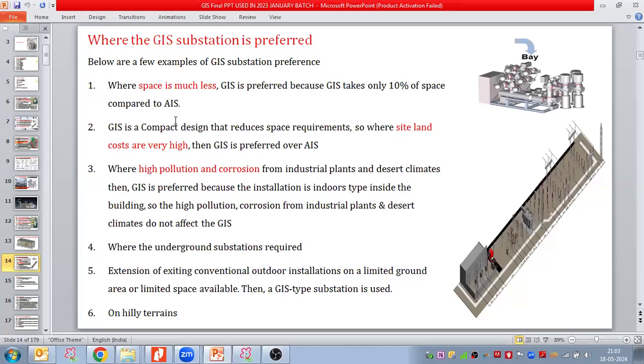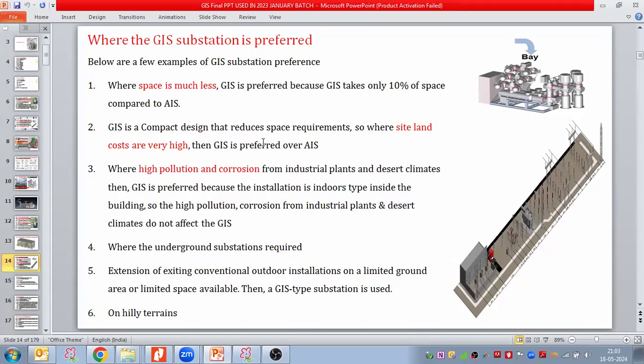Let us discuss where the GIS substation is preferred with other points as well. Below are a few examples of GIS substation preference. Where space is much less, GIS is preferred because GIS takes only 10% of the space compared to AIS. GIS is a compact design that reduces space requirements. So where site land is very costly, GIS is preferred over AIS.